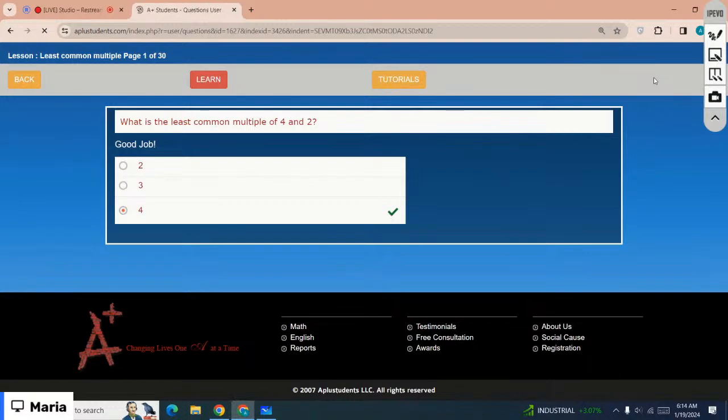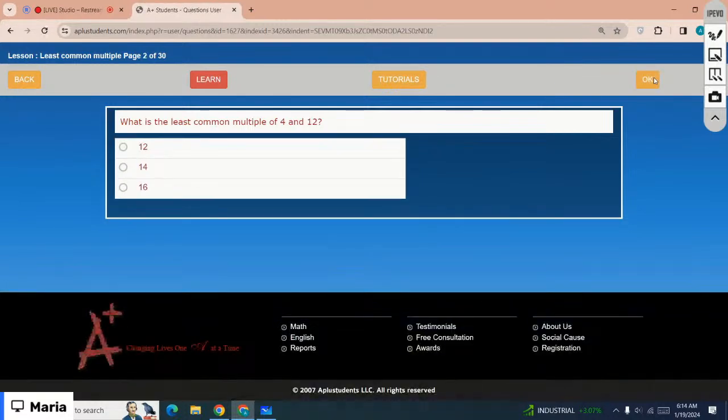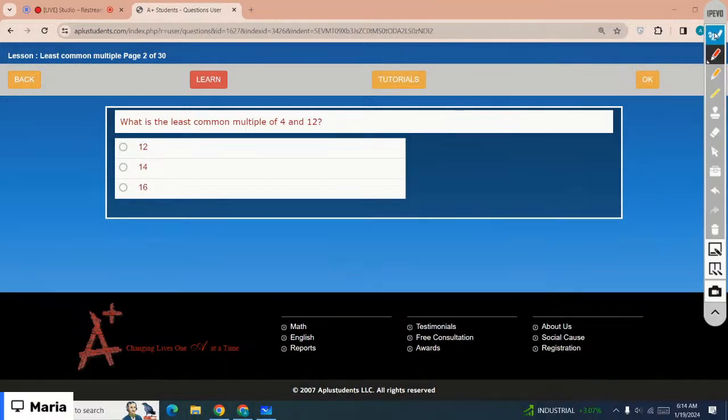Okay, the next one is, what is the least common multiple of 4 and 12? Which is the correct option? So 4 and 12, let's start writing down the multiples of 4 and then the multiples of 12.